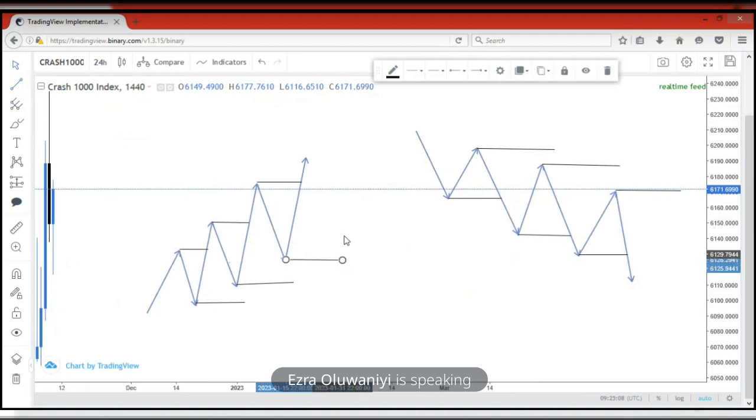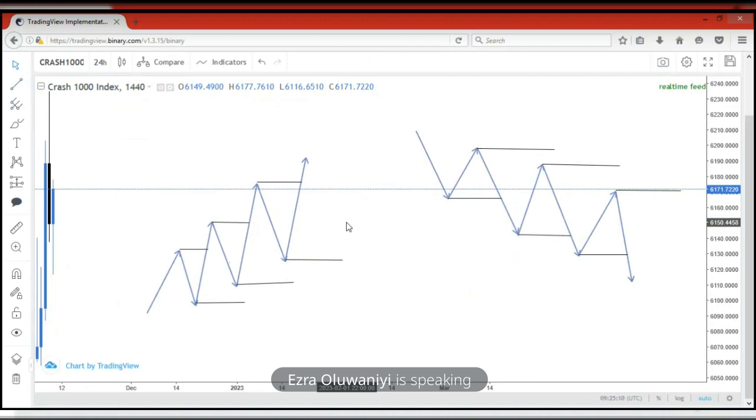Now, secondly, there are places to look for entries in the market. You see, for me, this impulsive leg started from somewhere. As soon as you are able to recognize where the impulsive leg starts from, then you can mark a good demand zone. This one has a supply zone because it's a sell. This one has a demand zone because it's a buy.